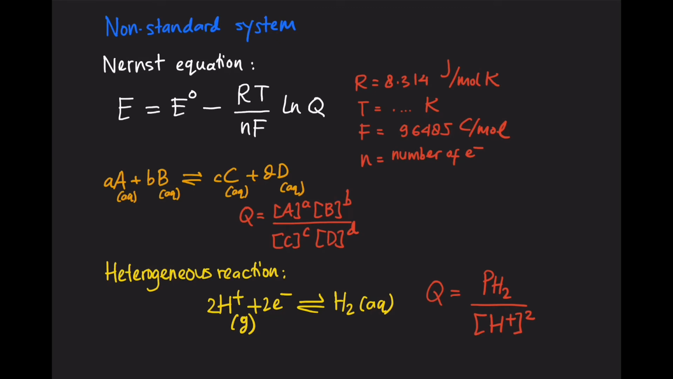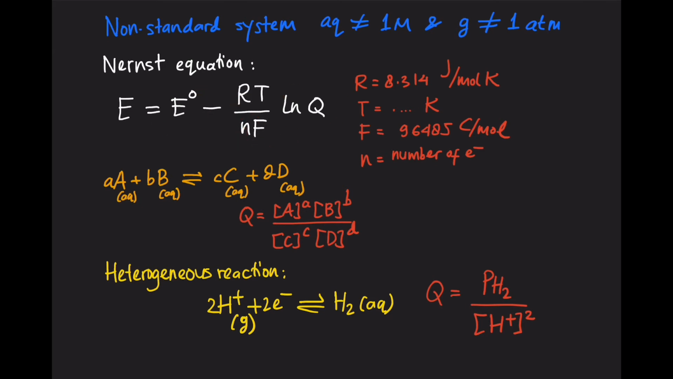So before, we have discussed the standard systems where every concentration of aqueous systems is 1 molar and every pressure of all gases is 1 atm. So non-standard systems of course also exist, where the concentration of the aqueous species is not equal to 1 molar and the gases do not have 1 atm as the pressure. In this situation, we will use the Nernst equation, which is equal to E0 minus RT per nF ln Q.